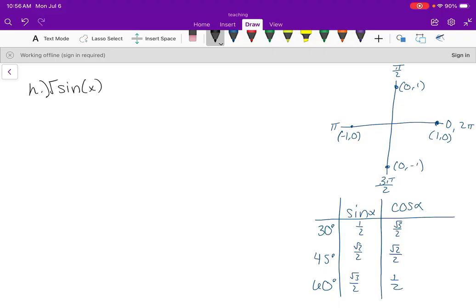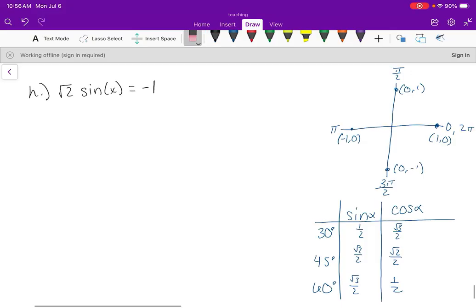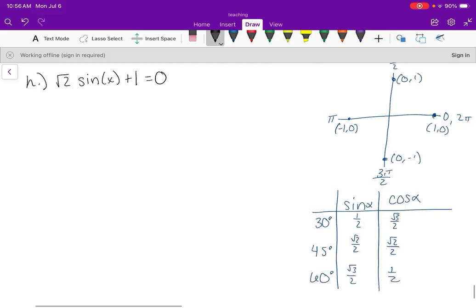Let's put a square root 2 in front of that. Here, let me write it a little nicer. We'll do square root 2 sine x equals, let's say, negative 1. There's really a lot of things we can do here. I can change it a little bit. Let me do plus 1 equals 0. Okay, I've settled on this. Let's do this one.